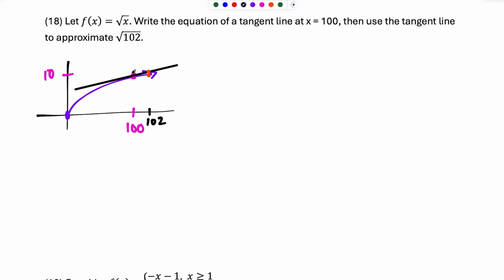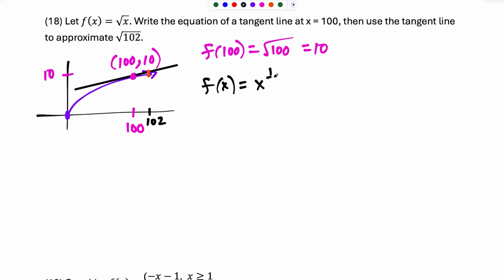In order to write the equation of this line, I need a point and I need a slope. The point that I'm going with is at x equals 100. So I plug 100 into the function, and that gives us square root of 100 is equal to 10. So our point of tangency is at 100, 10. Next, to find the slope of our tangent line, we're going to find the derivative of our function f of x. So f of x is equal to x to the 1/2 power.